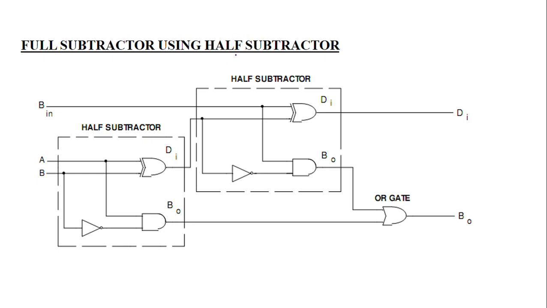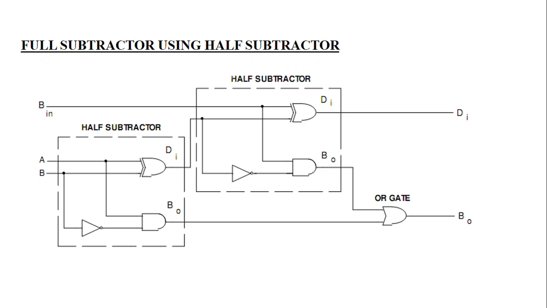In previous videos I already discussed the full subtractor and half subtractor and their separate codes. But in this video I am going to discuss how to use the half subtractor to build the full subtractor. So let's see, there are two half subtractors. In the previous video we learned how to design a full adder using two half adders. Same here, a full subtractor using half subtractors.